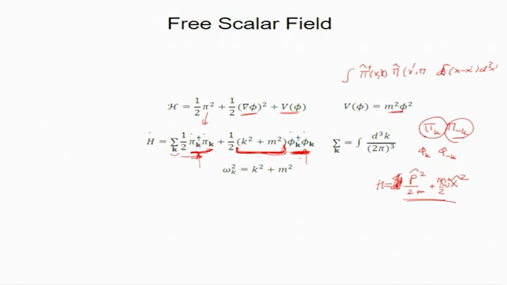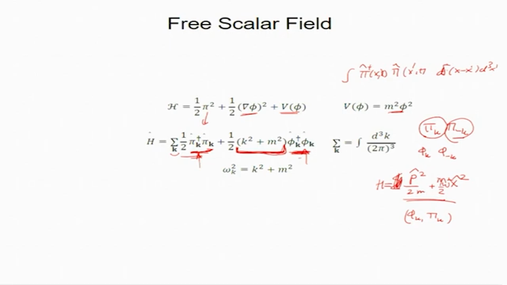Now for many oscillators I need to sum. So this is what I have summed. You can think of each of these pi k and phi k as the momentum and position of one oscillator. One oscillator will have phi k as position and pi k as momentum. The other one has phi k prime, and many of them. So this is a combination of many oscillators.